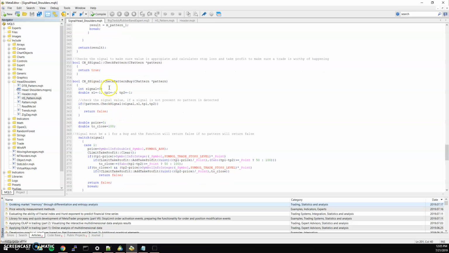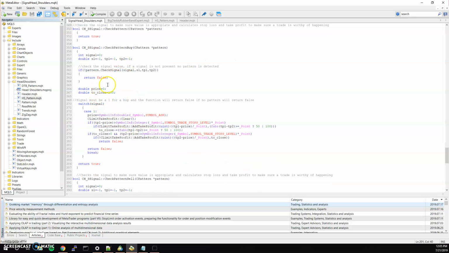Now this one, check pattern buy, is used for a reverse head and shoulders. What happens is if the signal equals, we run the check signal. If the check signal returns false, like we talked about before, then that means there's no pattern present and there's no reason to run this. Or the pattern wasn't valid, we didn't like the pattern, and we return false, we exit right out.